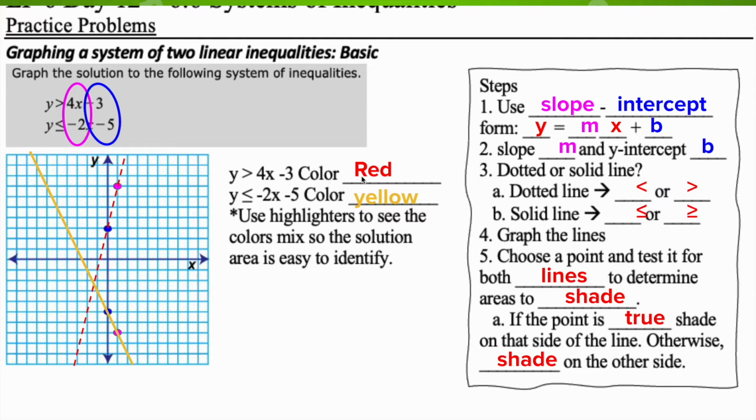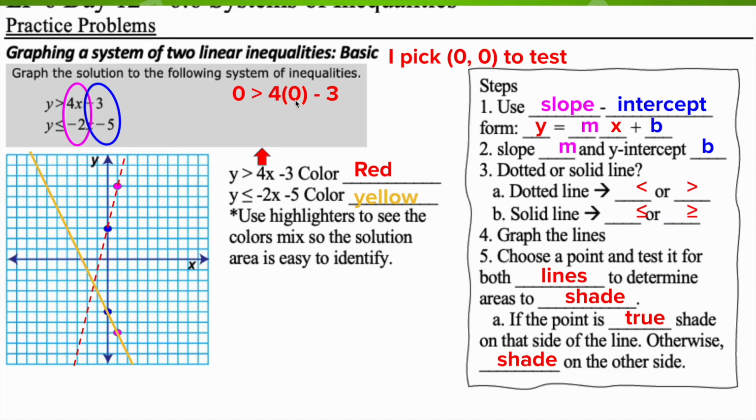So I picked my colors. Now I'm going to choose a point to shade. If 0, 0 is not on the line, definitely choose 0, 0. It's a very easy point to test. So here I'm testing the first equation here. So I have y is 0 and x is 0. So you can see I've plugged them in.